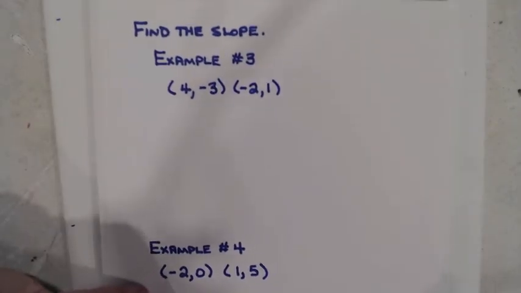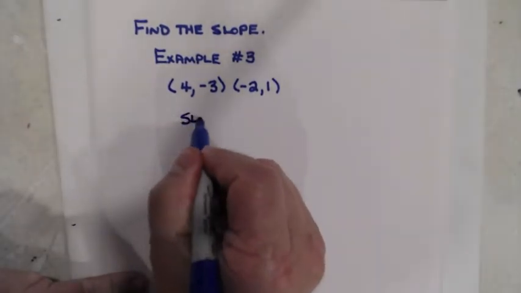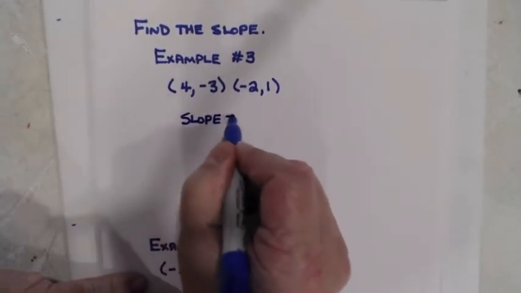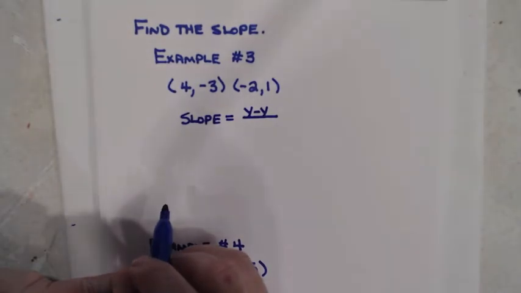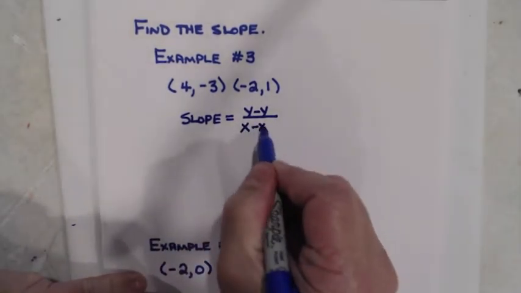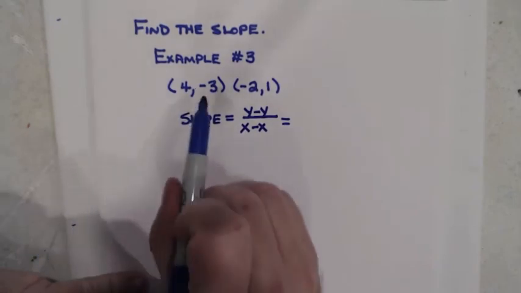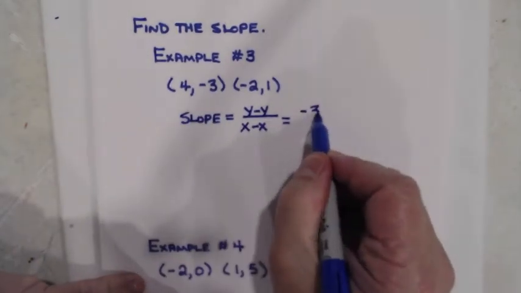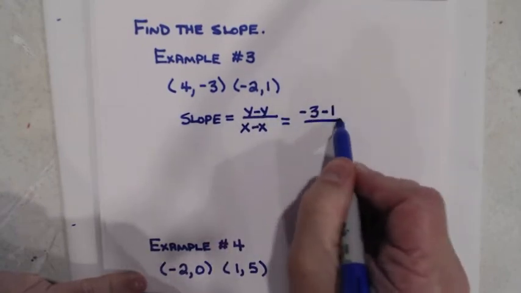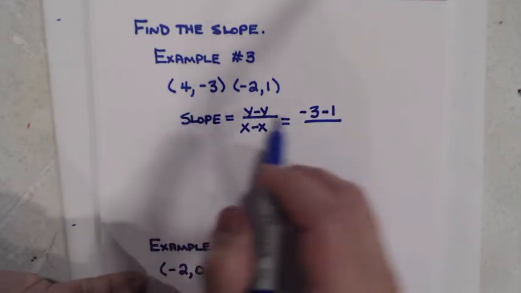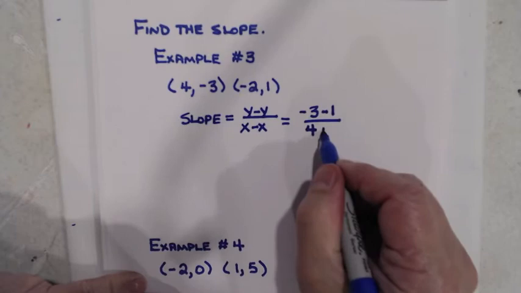Example number 3. I'm going to find the slope of the line that goes through these 2 points. Again, how do I find the slope? Using this formula. This formula tells me to take the y's and subtract them, put it in the top. X's, subtract them, put it in the bottom. What is my first y? My first y is negative 3. What's the opposite of my second y? Negative 1. My first x is 4. The opposite of my next x, positive 2.